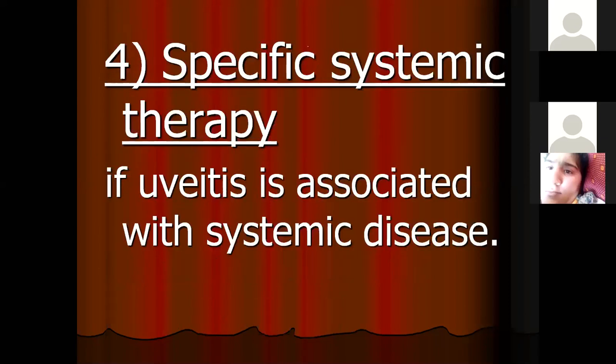And the 4th is the specific systemic therapy. It means if uveitis is associated with any systemic disease, then you have to treat that disease. For example, if uveitis is associated with tuberculosis, in addition to local treatment, you will also prescribe anti-tubercular treatment. Similarly, if uveitis is associated with kidney disease or bowel disease, then you have to treat those systemic conditions. So these are the 4 groups of treatment of uveitis.